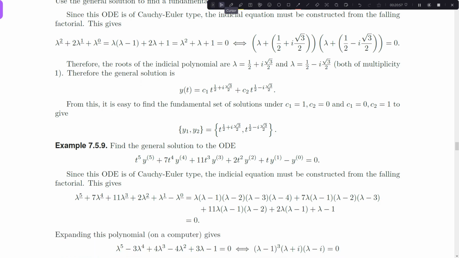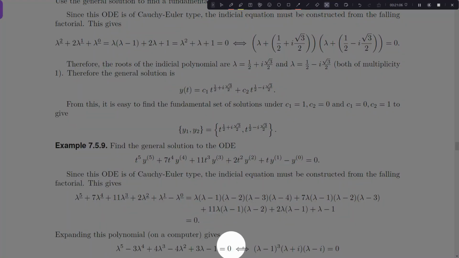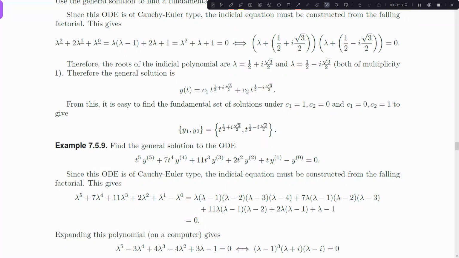And if I expand it on a computer, I get the following. So I expand everything out and I simplify it, and I actually end up with what's on the bottom here. So everything simplifies relatively well, and I get lambda minus 1 cubed, lambda plus i, lambda minus i. If I decide to follow the theorem using the roots, okay, so I'm going to say roots to solution via theorem gives me the solution y of t. Since I have multiplicity 3, I start with t to the root. t to the root is 1, so t to the first power.